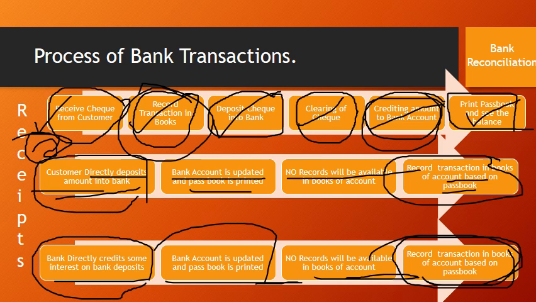So these are the three or four kinds of receipts which we are talking about here. One is receiving in the form of a check. The other one is a direct deposit from the customer. The third one is the bank directly crediting some interest.